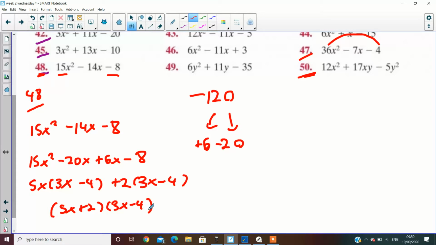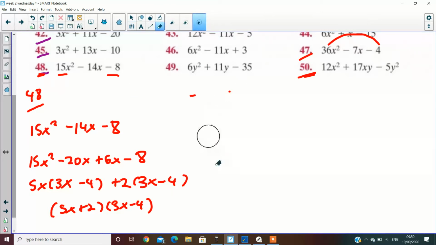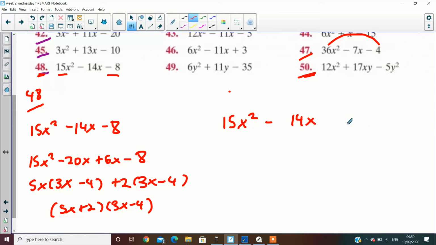Easy peasy, all right? I'll tell you what, I'm going to modify question 48 to make it harder, okay? And guess what happens? Look at this. What happens if I turned question 48 into this? We had 15x squared, didn't we? And we had minus 14x, and we had minus 8 here, yeah? What happens if I do this? That's all I do differently.